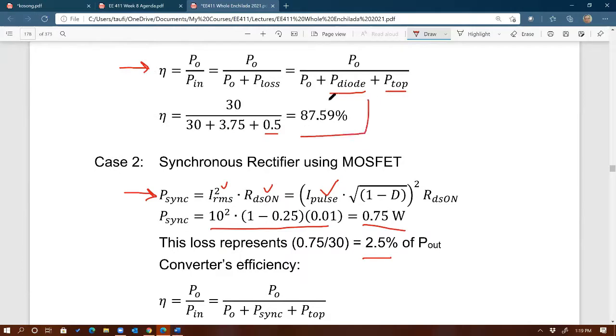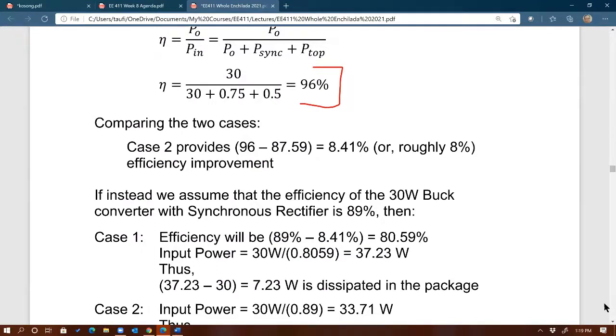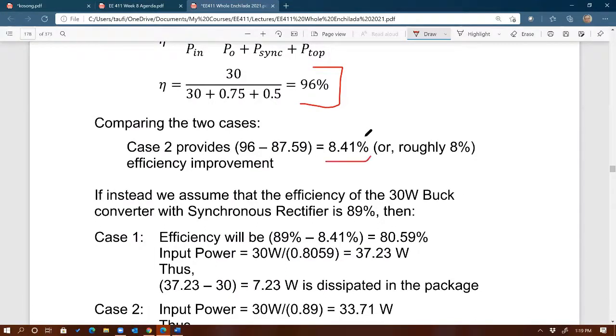87%, right? So almost 9% gain. Yeah, almost 9%, right? So 96 minus 87.59, that's roughly 8.41%, or roughly 8% efficiency improvement by replacing the diode with that MOSFET. Okay, so that's pretty good gain, huh? Any questions?